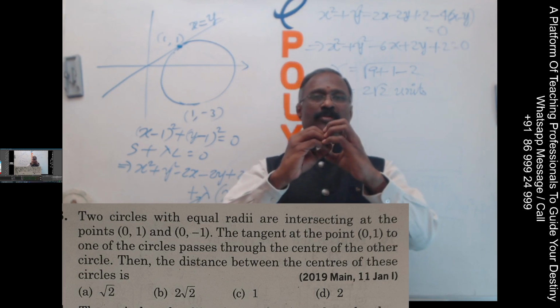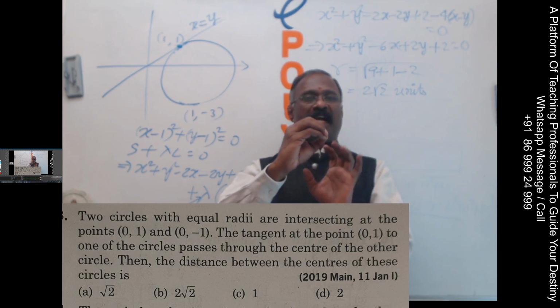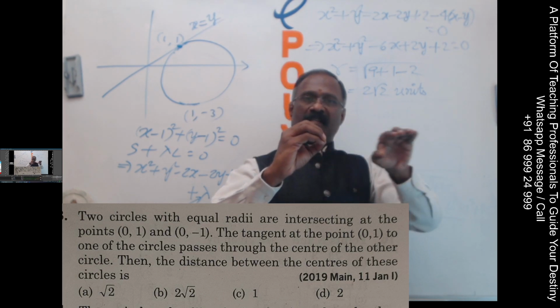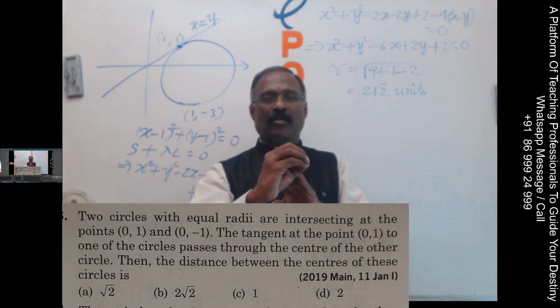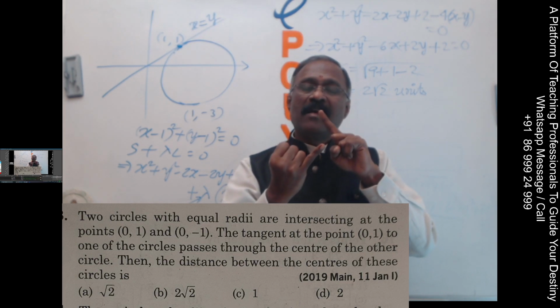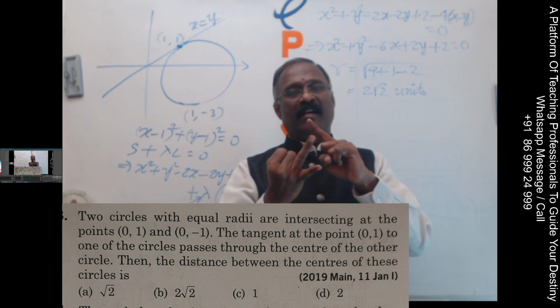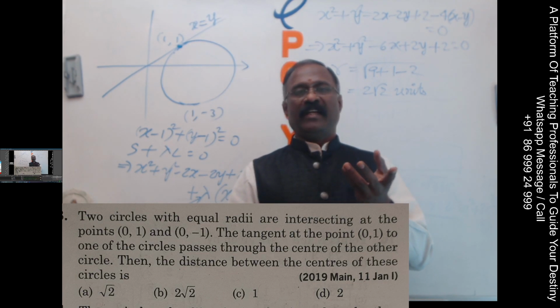So these 2 circles are intersecting. One is 0, 1, other one is minus 1, 0. Then the line of centers will be passing through 0, 0, which is nothing but x-axis. On x-axis, take the first circle center as alpha comma 0, second circle center as minus alpha comma 0. Whatever. In either of the ways also it goes.